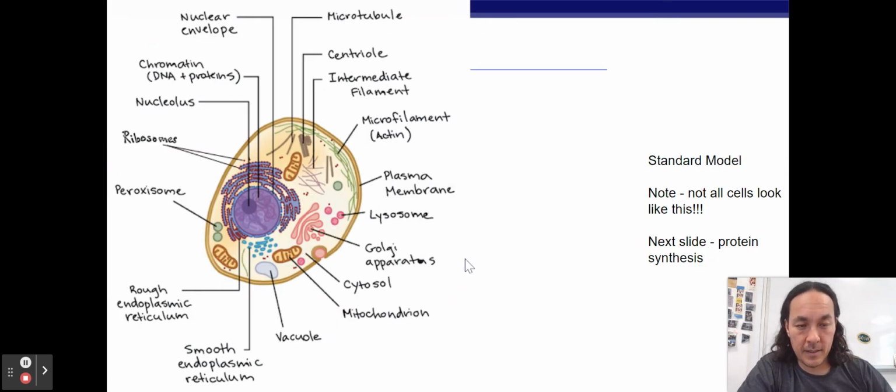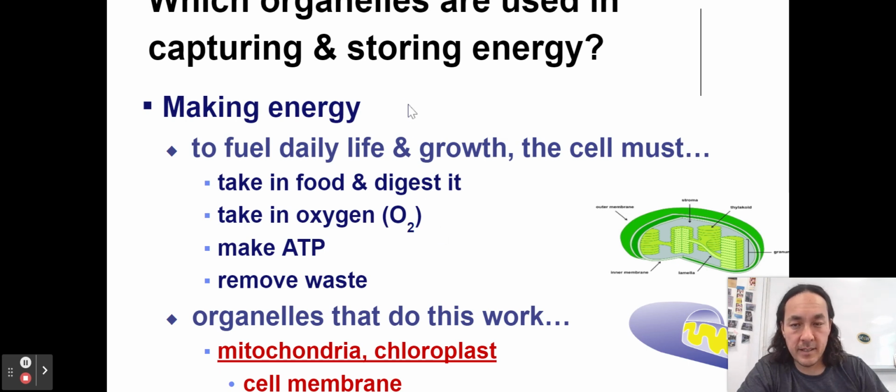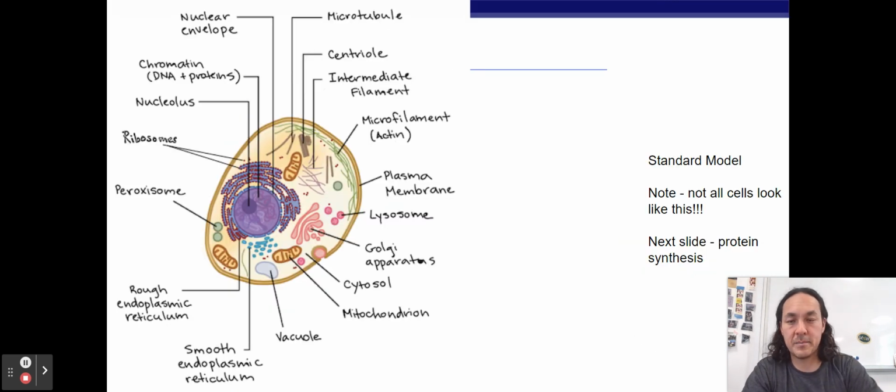So the cells that deal with capturing and storing energy are mitochondria and a chloroplast. You could even say the cell membrane because it brings in food. Here's a picture of a cell from Khan Academy. So let's go through the items here.